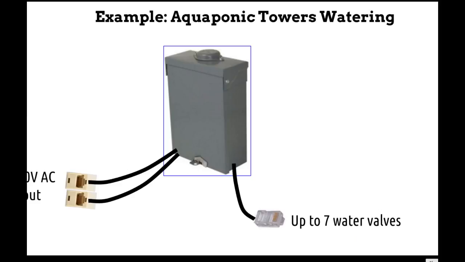So for example, aquaponic tower watering. You're going to have water solenoids, 120 volts AC in, so say you plug this into the power, and you've got your connector that goes to your solenoids, and because it's got 8 wires, you can connect up to 7 water valves. That means 7 signals and then 1 ground that's common to all of them. But that's an example. And then you've got your Arduino and wiring inside, but that's how it would look.